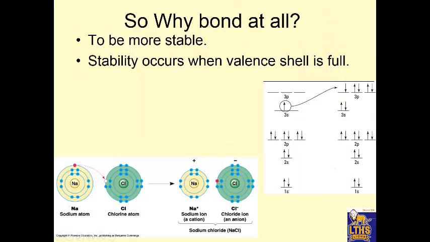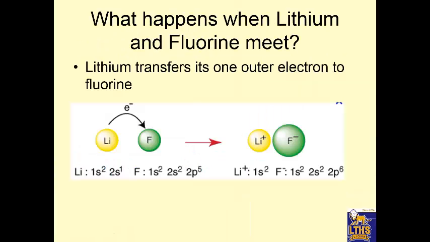All right, so why bond at all? Atoms make bonds to be more stable. And stability occurs when the valence shell is full, kind of like a noble gas. So if we've got sodium with 1 outer electron and chlorine with 7 outer electrons, and chlorine is very electronegative, it will grab sodium's outer electron and fill its outer shell, and then sodium's inner shell is full, causing more stability.